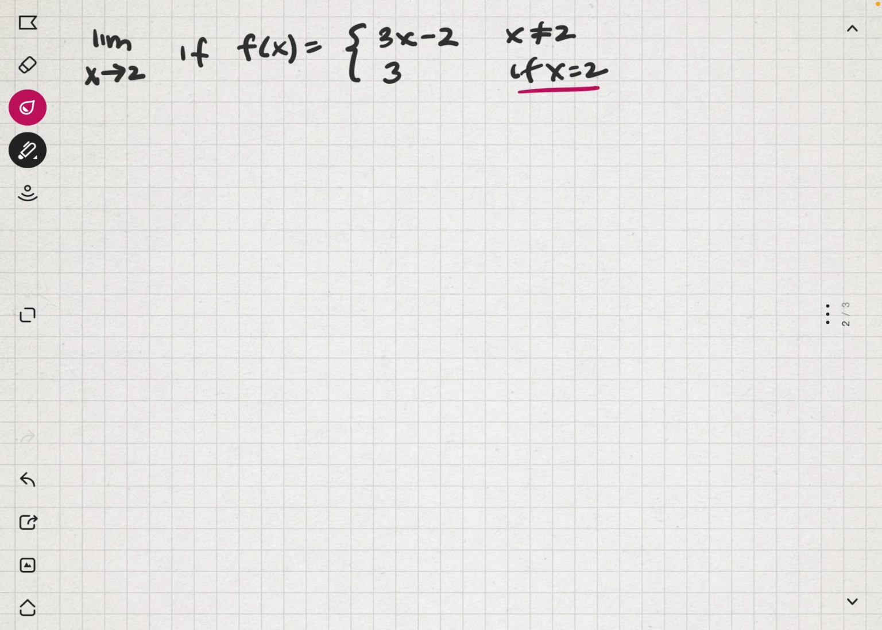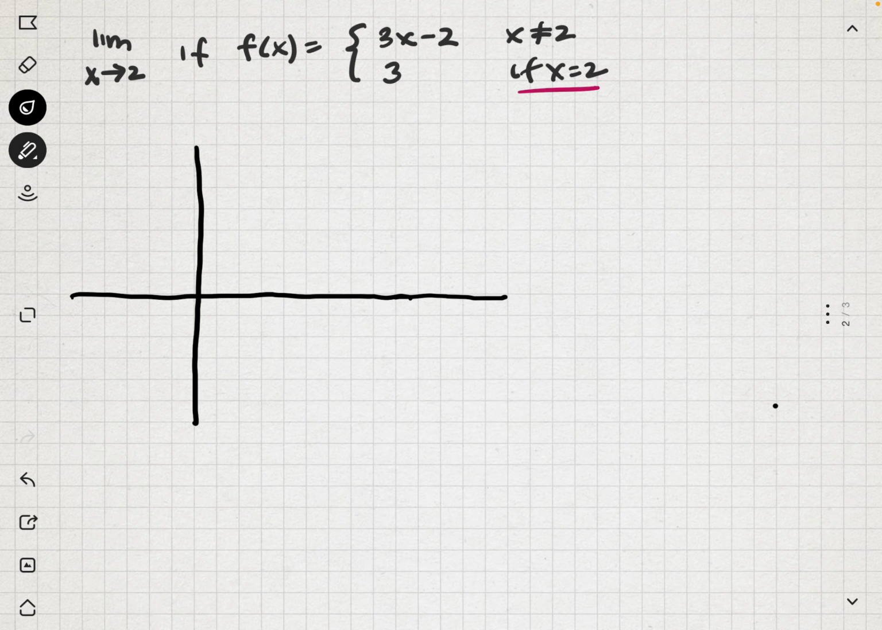So let's go ahead and graph this one, and hopefully you can understand why the limit is not always the actual value. Especially for these piecewise ones, those are the ones you've got to be very careful about. Okay, so if we look at our function, it's saying that when x is 2, then the value is 3. So when x is 2, that's our 2 on our x-axis, the actual value of our function is going to be 3. So I'm going to put that point in there first.